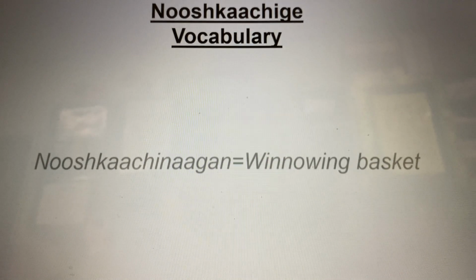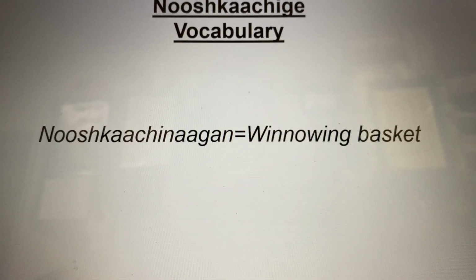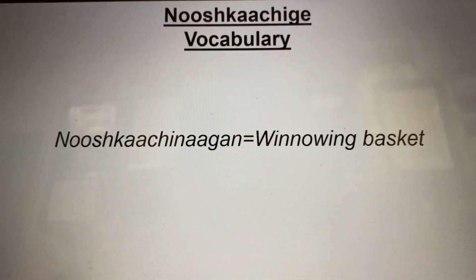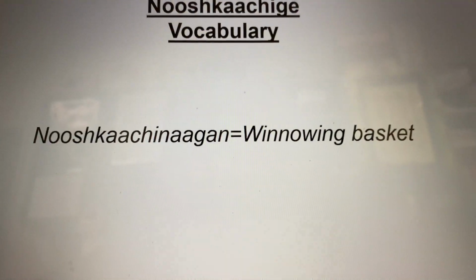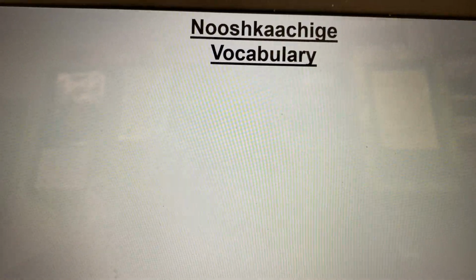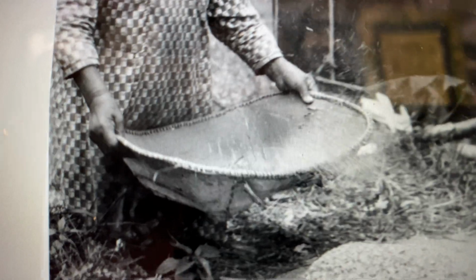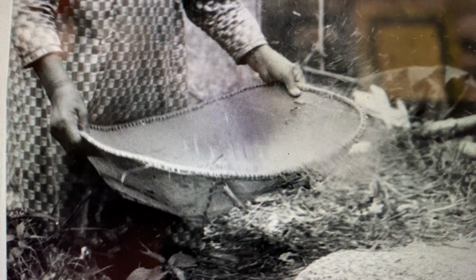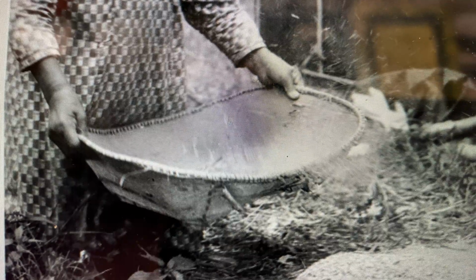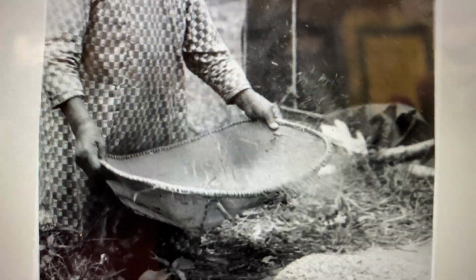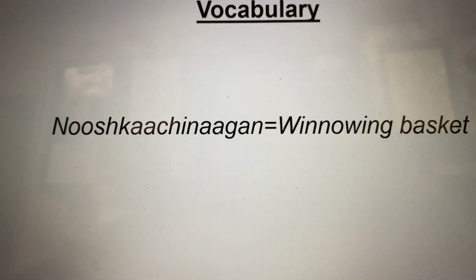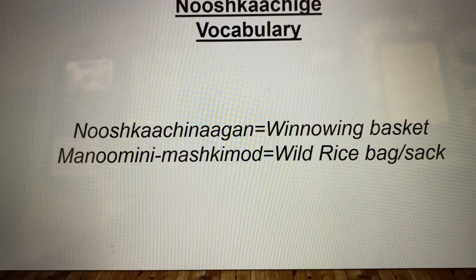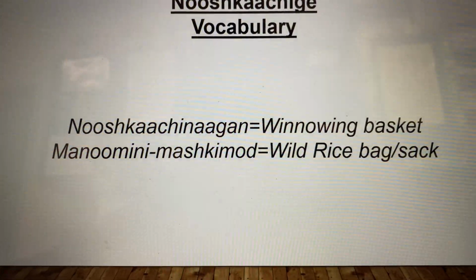And some other vocabulary to go along with nushkachige, we have Scotch Noggin. And that was a winnowing basket. Okay, so if we go back, that basket right there, Scotch Noggin, usually made out of wigwas, birch bark. So I'm pretty sure you can say wigwasi nushkachanagan, or just nushkachanagan can mean a winnowing basket.